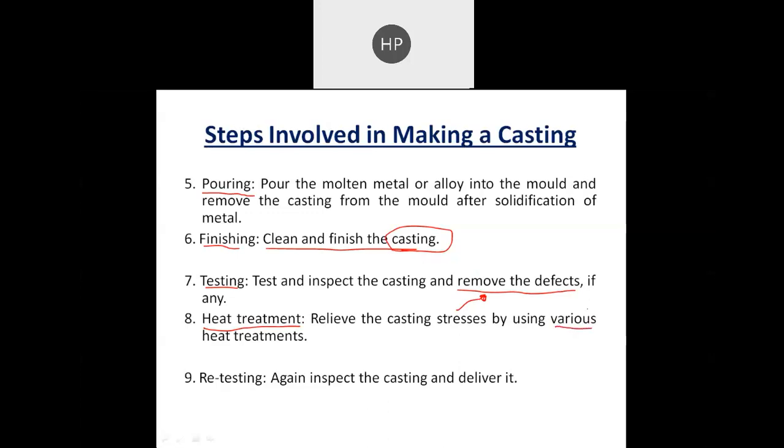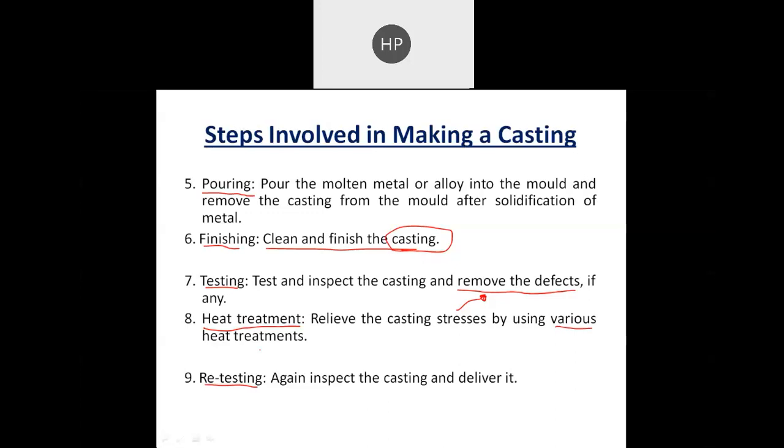Annealing, normalizing. We know the various heat treatment processes. So what is your raw material? Depending upon that raw material, we can choose any of the heat treatment processes to relieve the stress which is generated during the casting process. And after relieving the stress, we have to recheck it. And after rechecking, if it is inspected okay, then we will deliver the product. So these are the steps involved during the casting process.